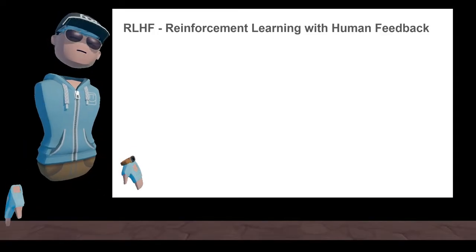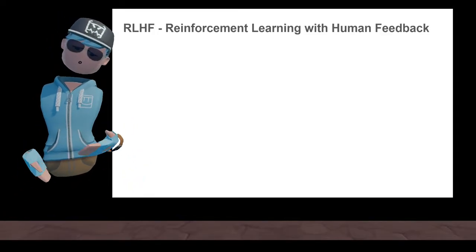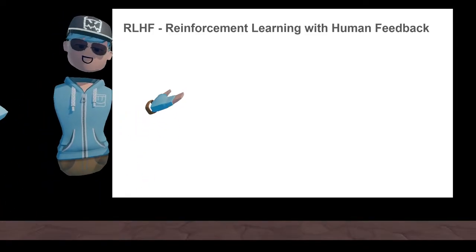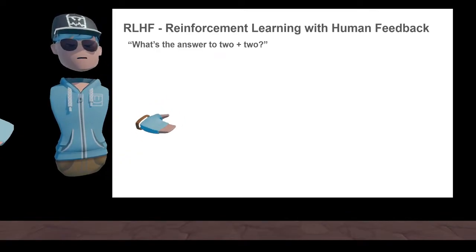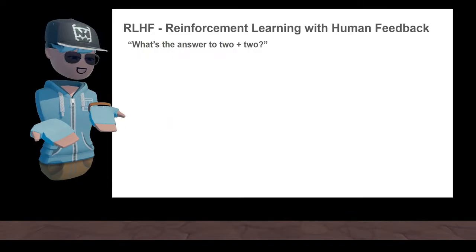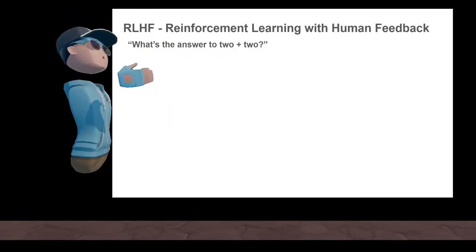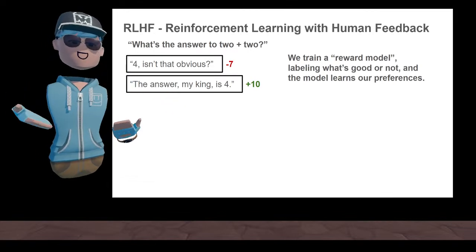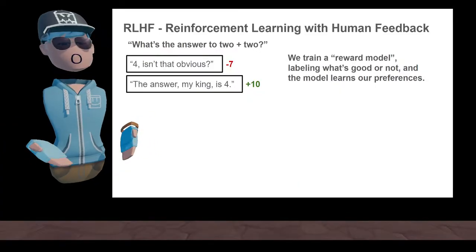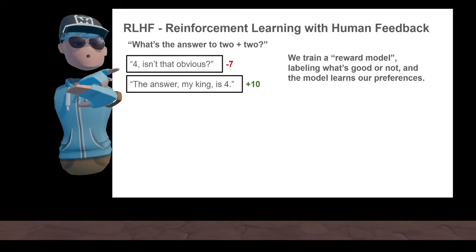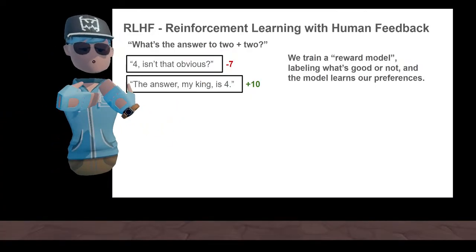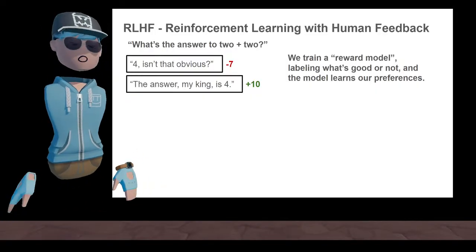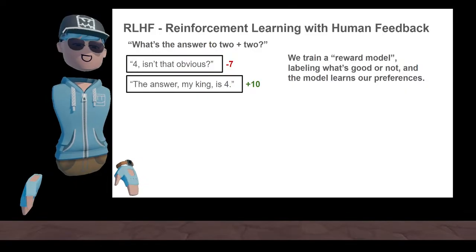So yeah, after we've gotten past this point where we can answer questions, we get into RLHF, reinforcement learning with human feedback. So if we give our model something like, what is the answer to 2 plus 2? And we provide the model outputs two responses. 4, isn't that obvious? And the answer, my king, is 4. Two very different answers. And what we do as humans is we go, I don't like that. Isn't that obvious attitude? -7. The answer, my king is 4.